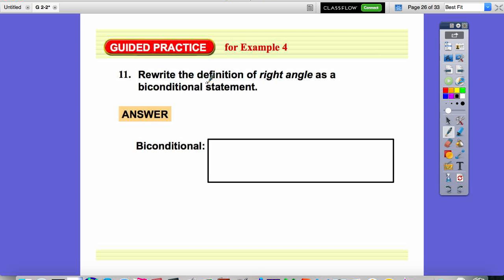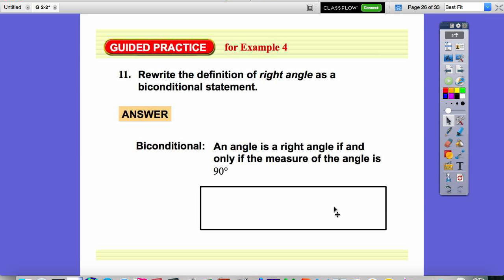Rewrite the definition of right angle as a biconditional statement. You try and come up with one, but basically an angle is a right angle if and only if the measure of the angle is 90 degrees. So notice we have the definition that we're talking about first. The word that we're talking about first.